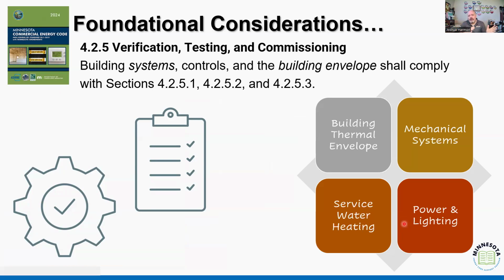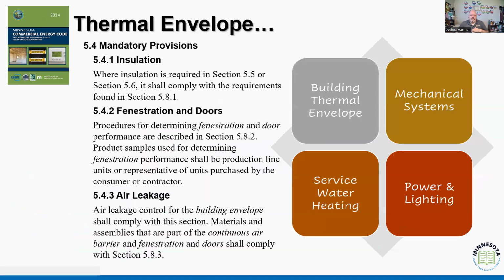But again, when we think about what we're testing, I always go back to one of our four foundational pillars of the energy code. And that's going to be our building thermal envelope, our mechanical, our service water, and our power and lighting considerations. And so we'll take these each one, and it's more than just blower door testing that we're looking for, right? When we think about that thermal envelope, we know that there are three main components that we address within that building thermal envelope: the insulation, the fenestration, and the overall air leakage.